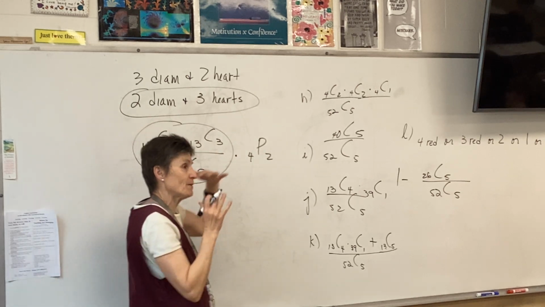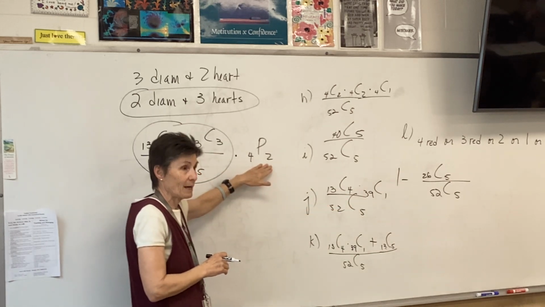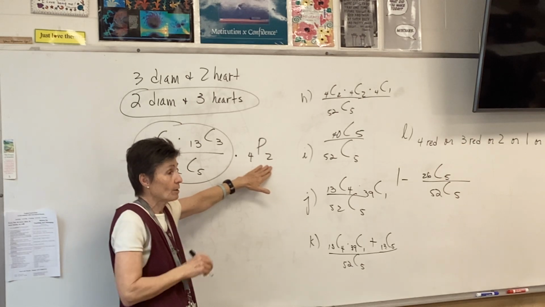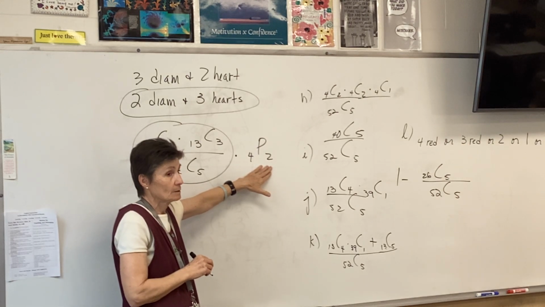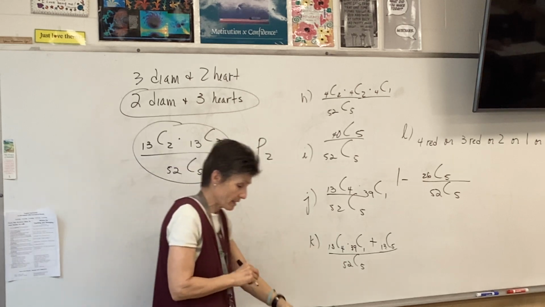Instead of going through and figuring out all the possible situations, I'm just going to multiply by how many there are. And that is 4 and 2. Okay, that's hard. I'll give you that. That's a little tricky.